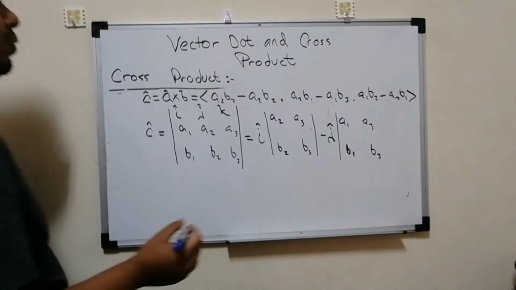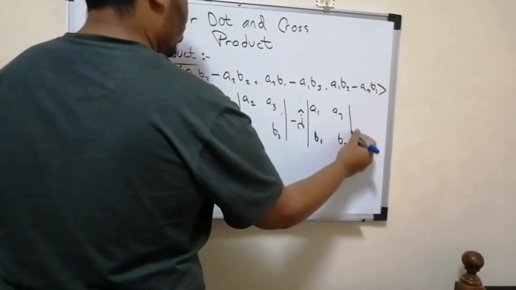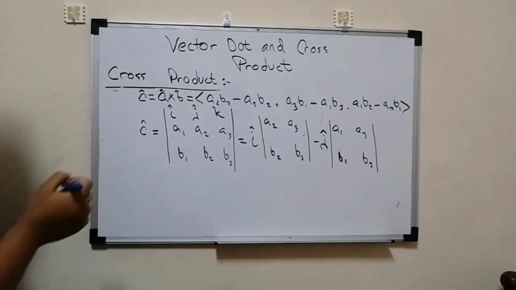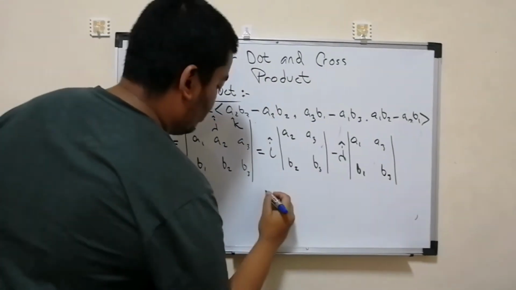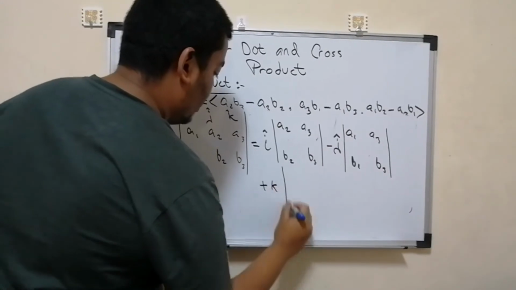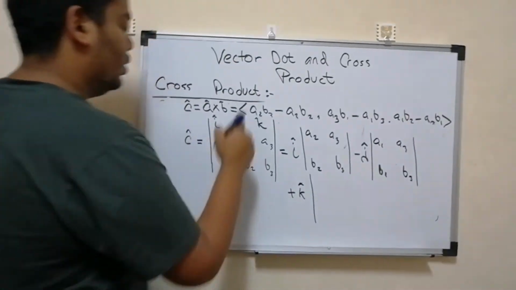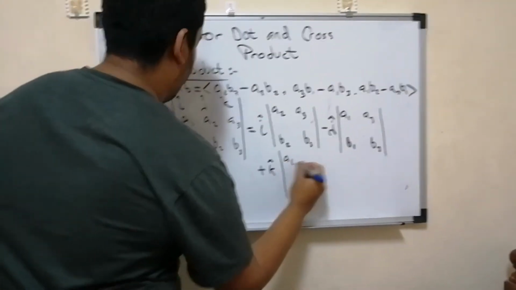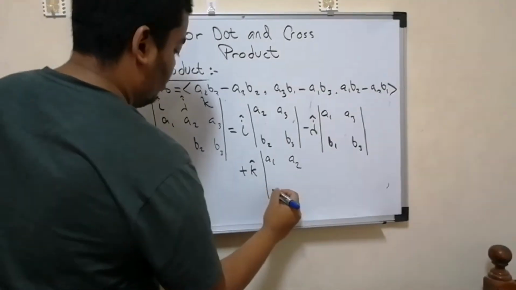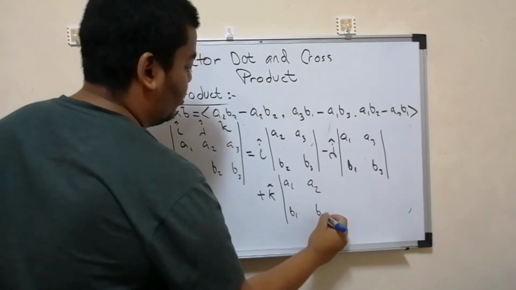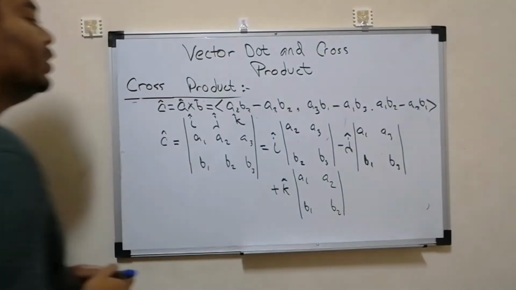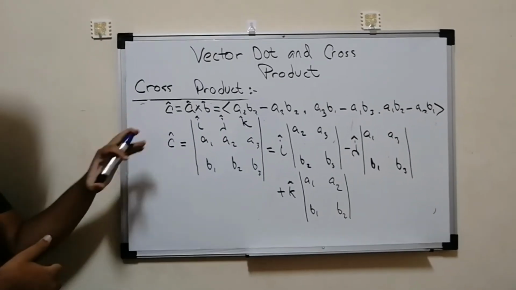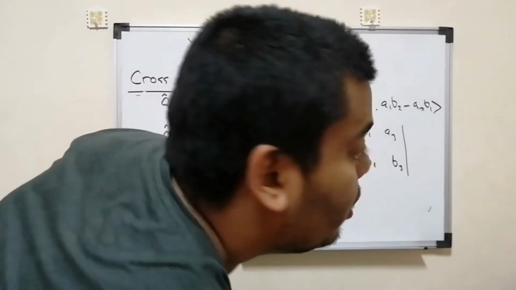Okay. And then we'll have the last term, but not the least. We'll have here the K terms. We'll cover the column and row of K. It will be A1, A2, B1, B2. Okay. So now let's see how we can apply the cross product in many geometric shapes.